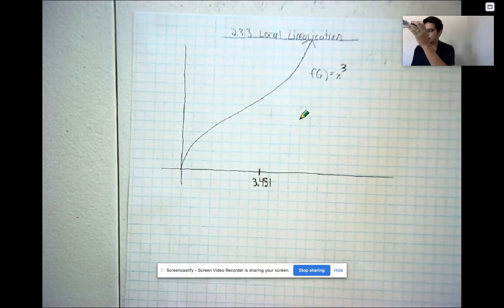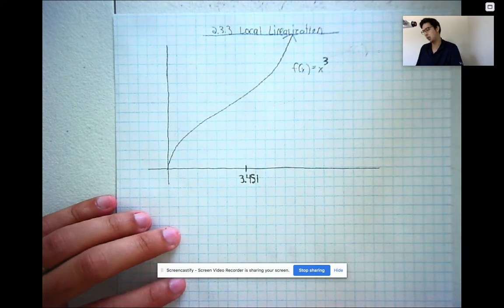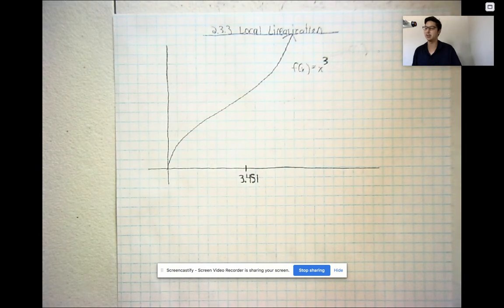Hello everyone, Mr. Hine, and today we're talking about local linearization, which is a very awesome tool that was definitely used a lot more in the past than we use it now, but the approach we take to this is still used in higher levels of math because they don't have the tools yet. And you'll see by the end of this video why this isn't used as much anymore, but it's still a good tool to use to approximate values.